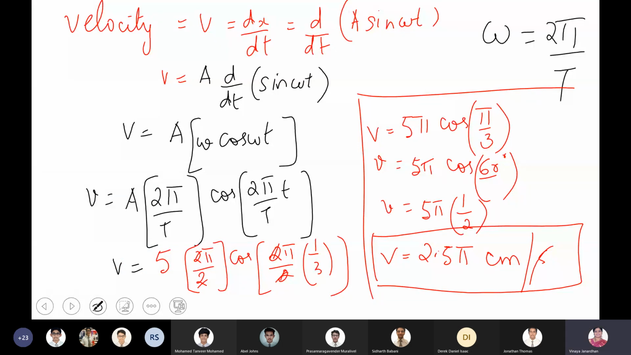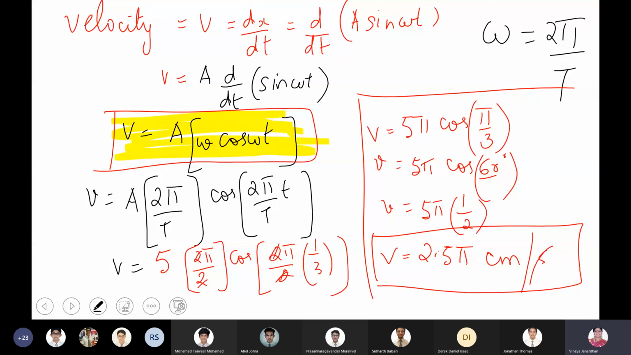Can you do acceleration tomorrow by yourself? Boys, for acceleration you have to differentiate this expression. Take omega as constant: A omega d by dt of cos omega t. So you will get minus A omega squared sin omega t. That gives you the answer. So the one highlighted can be done.